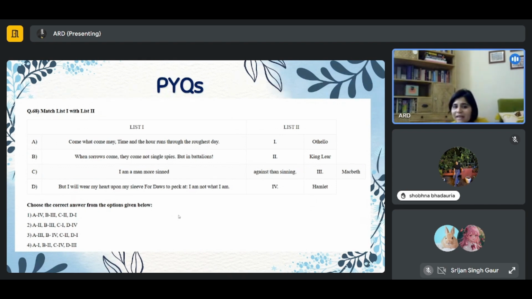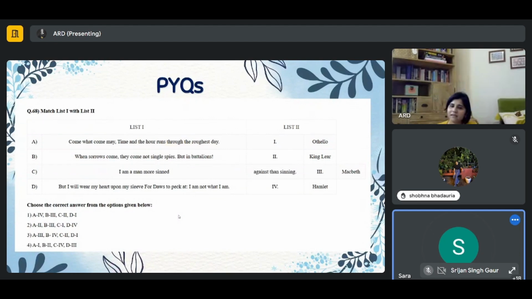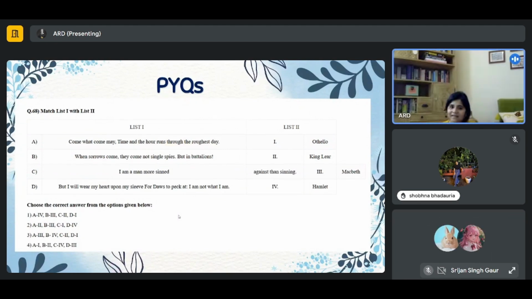Then, when sorrows come, they come not single spies but in battalions. This is also a very easy quote. Who said it? Yes, in Hamlet, who said it? Claudius, I guess. Yes, you're right, Claudius. Yes, I am a man more sinned against than sinning. This is also easy.